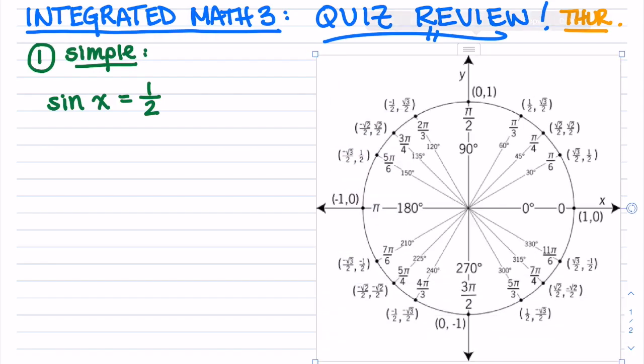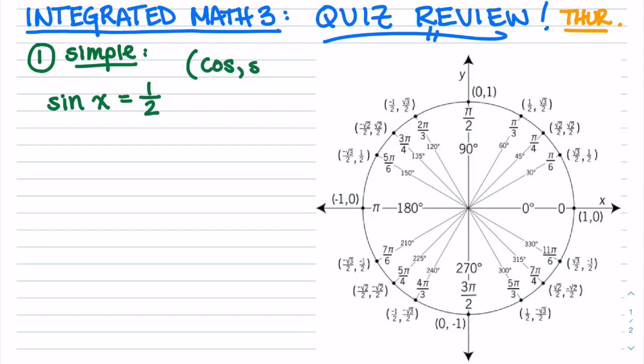So let me blow up our circle really quick. And hopefully you remember that on the circle, cosine comes first, sine comes second. So we are looking for places where this value is 1/2. So we're looking for coordinates that look like this: who cares, comma 1/2. And if you look at the circle, you should see one here. See how 1/2 is in the second value?